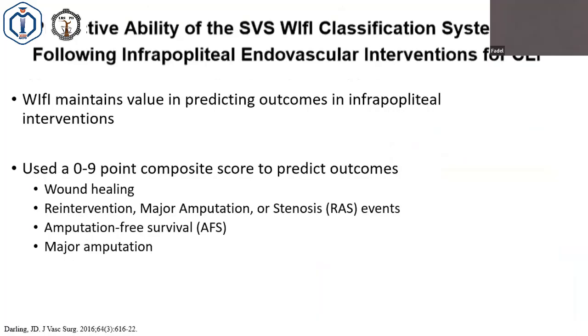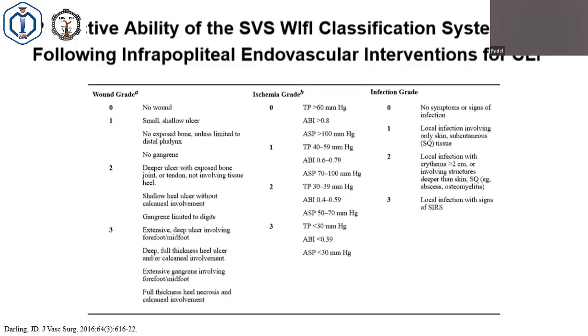Darling et al. in 2016 in JVS also looked at the SVS WIfI classification system, but this time following infrapopliteal endovascular interventions for patients with CLI. They showed that it didn't maintain its predictive value in patients who had these infrapopliteal interventions. They broke it down into a 0 to 9-point composite score to try and predict these outcomes, looking at wound healing, reintervention, major amputation or stenosis events, or RAS events, amputation-free survival, and major amputation.